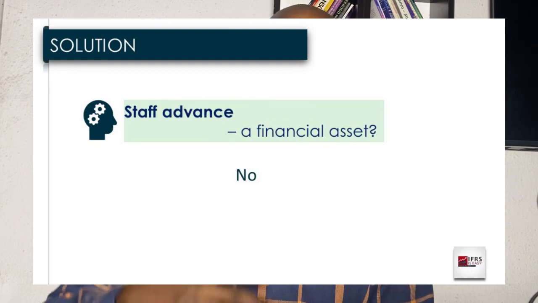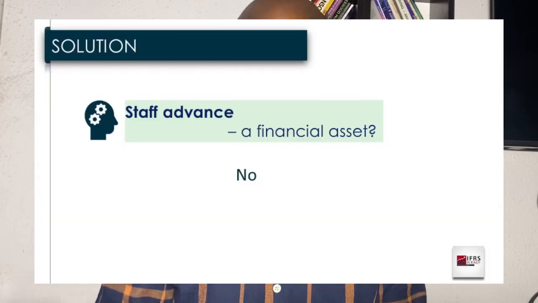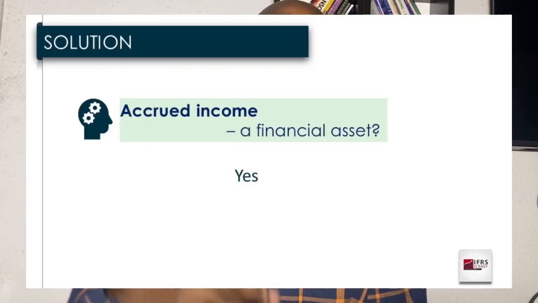Staff advance is not a financial asset. Why? Because you are giving cash to your staff to pay for some expenses, and because you are not expecting cash from them in return, you are expecting them to pay for some business expenses, and so that is not a financial asset. Accrued income is when you have earned an income but you are yet to receive cash for it. For example, if you invest in mutual funds and probably you've already earned income as a result of your investment, but cash has not been paid into your bank account. Because you have earned that income, what you have is a financial asset, because what you're expecting as a result of that transaction is cash.